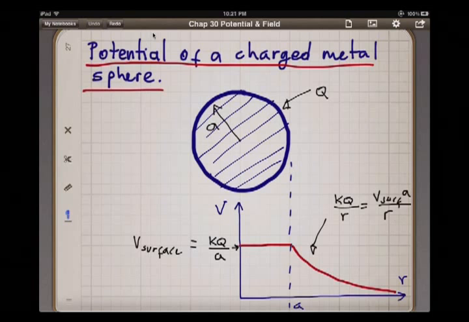From the expression that the potential on the surface is kq over a, you can see that kq is the potential on the surface times a. So in general, you can write an expression for the potential outside of the sphere in terms of the potential on the surface of the sphere. That can be useful sometimes. So the potential outside can be written as V surface times a divided by r.